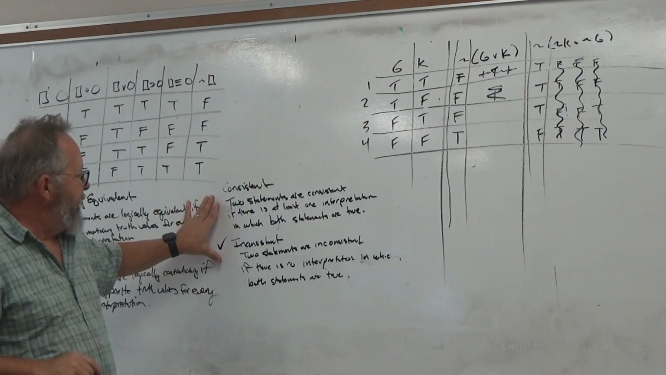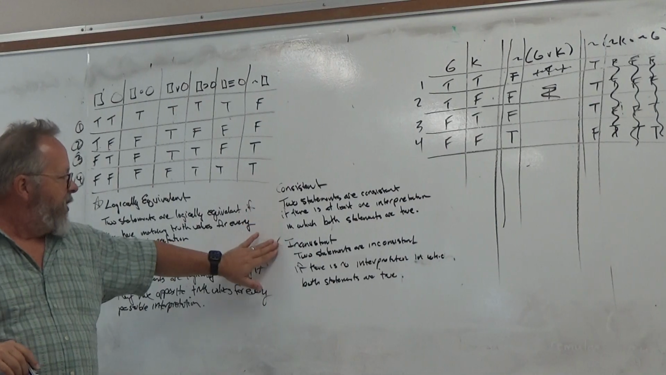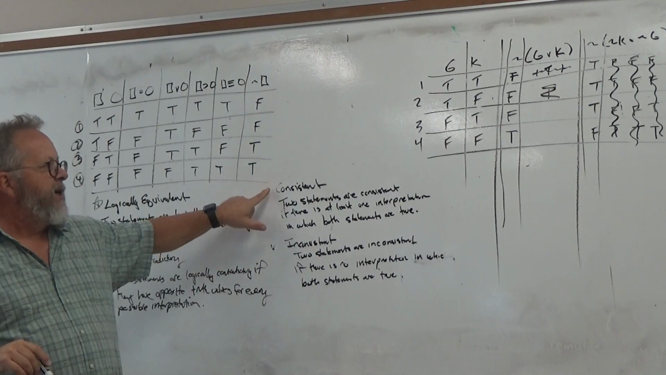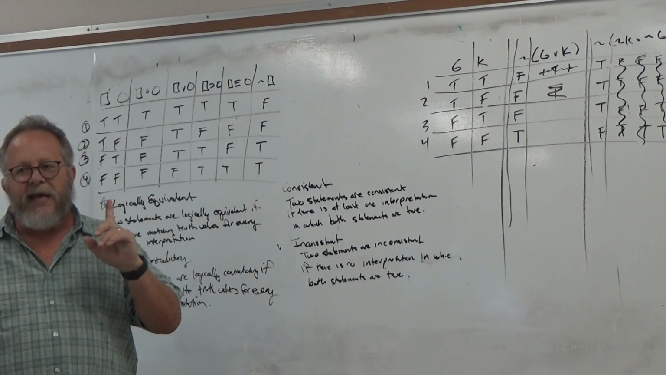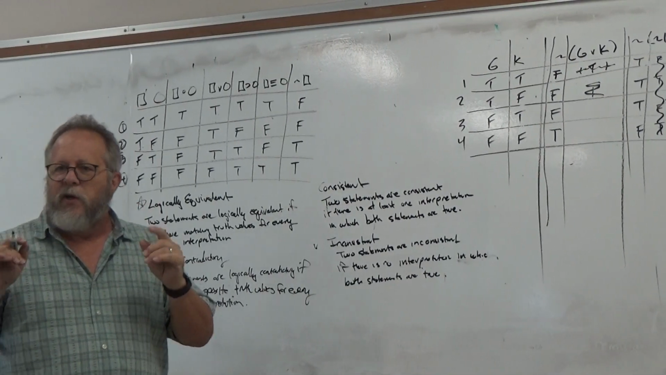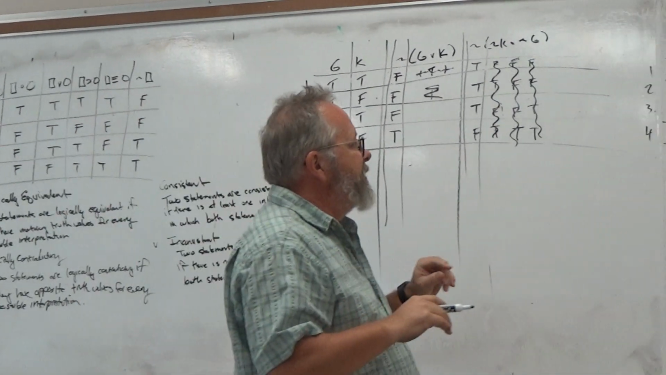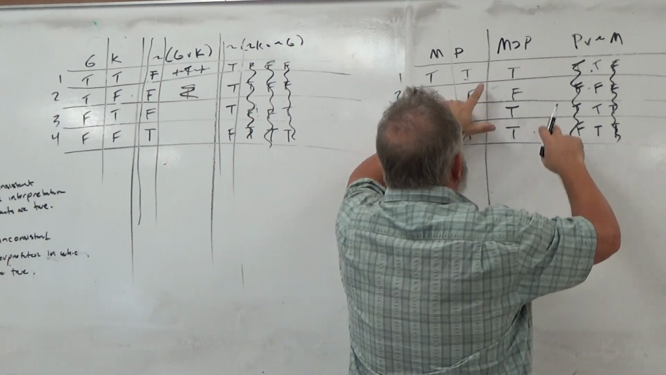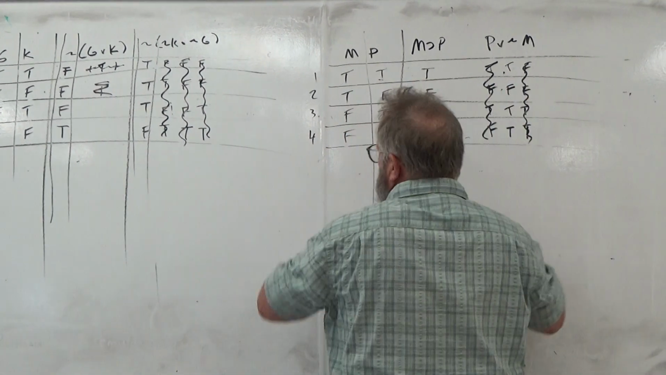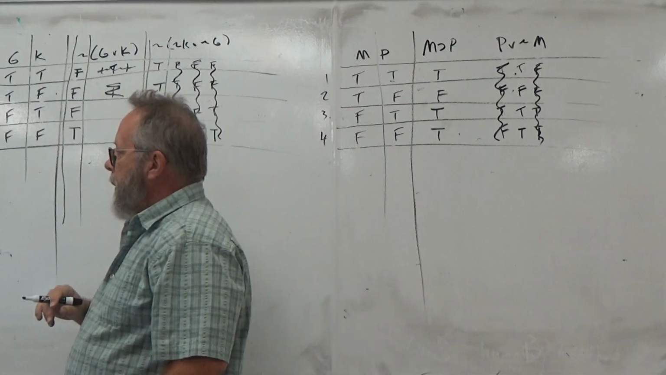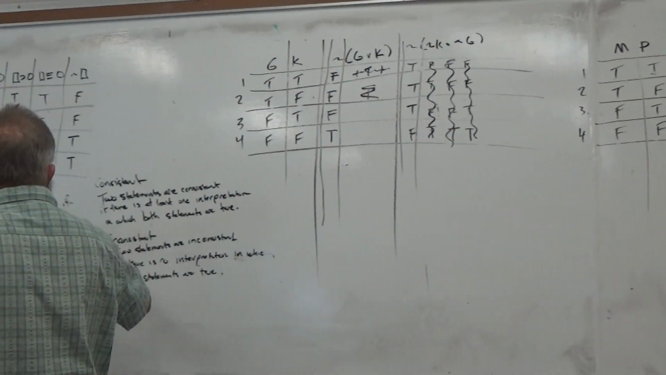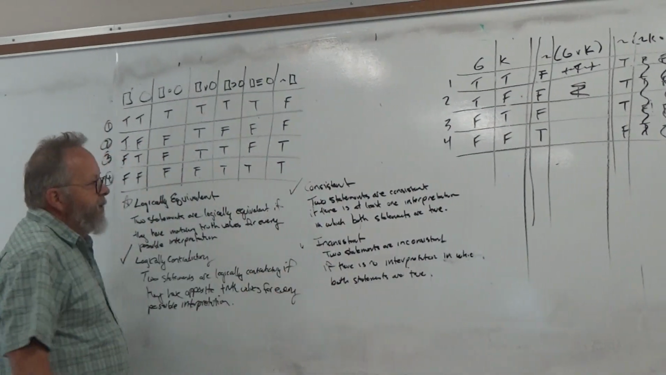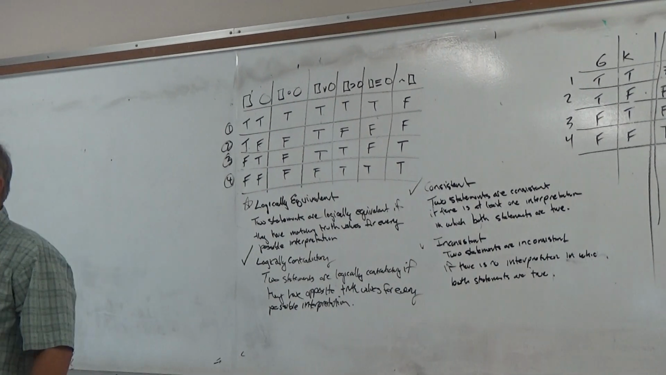But let's ask now this. Are they consistent or inconsistent? Consistent means there's a case, at least one case, could be more, where they're both true simultaneously. Line 1, this one's true, that one's true. What did we just discover? Consistent. Logically equivalent and consistent.